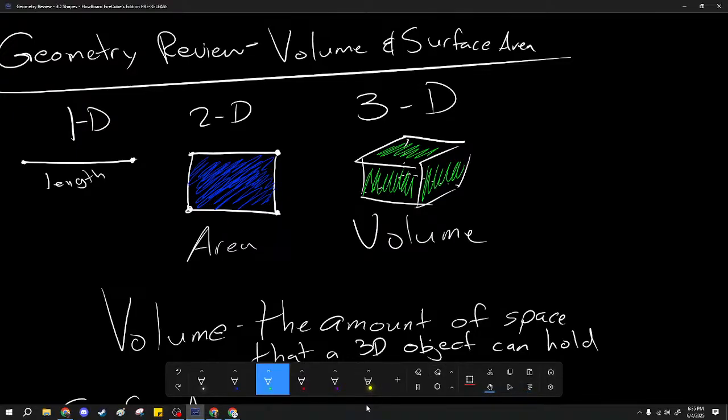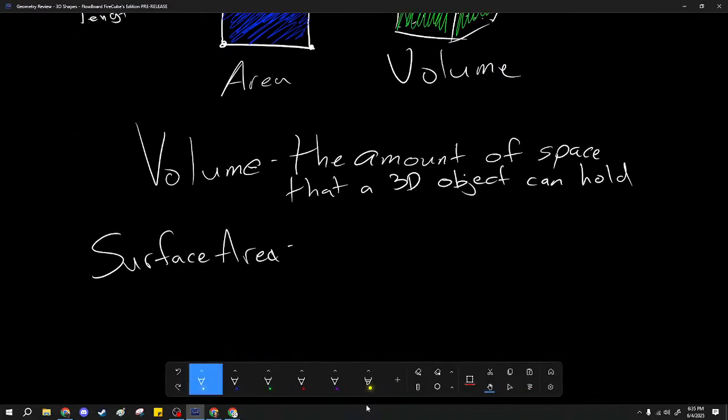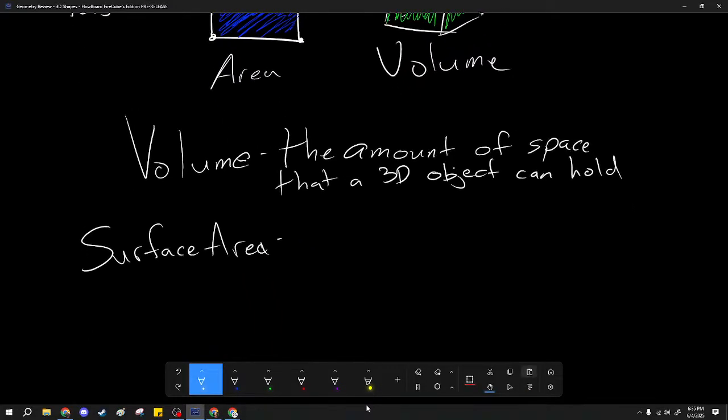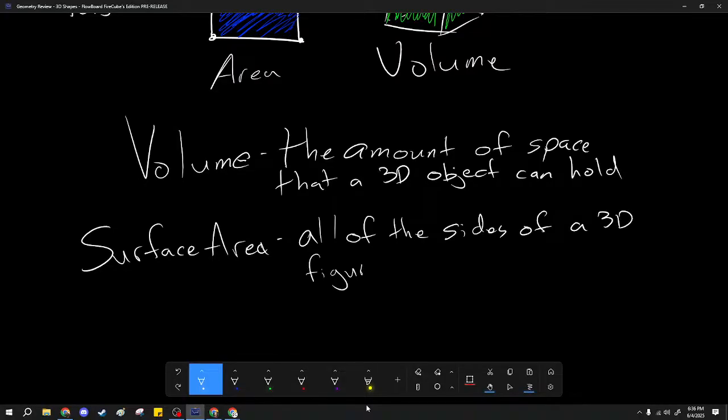I'm going to write that definition here. Surface area is all of the sides of a 3D figure, area added up.